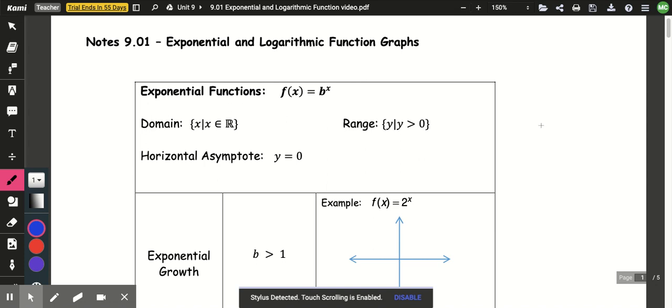Starting a new unit today. It is exponential and logarithmic functions. And we'll start off like we do with most units. We'll be looking at the graphs of both of those and the equations, of course, that make those.